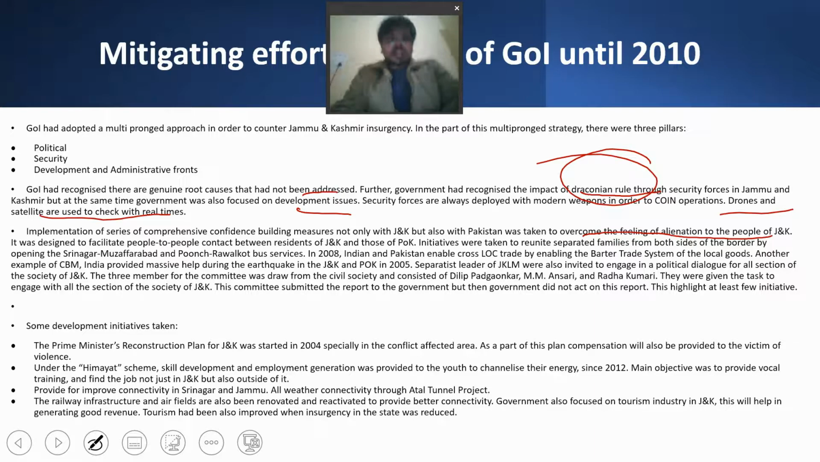So it is like that. See, the government noticed, yes, infrastructure is the issue, jobs are the issue. Now the government has started to give attention to all those issues. So the implementation of a series of comprehensive confidence building measures, not only with Jammu and Kashmir but also with Pakistan, was taken to overcome the feeling of alienation of the people of Jammu and Kashmir.